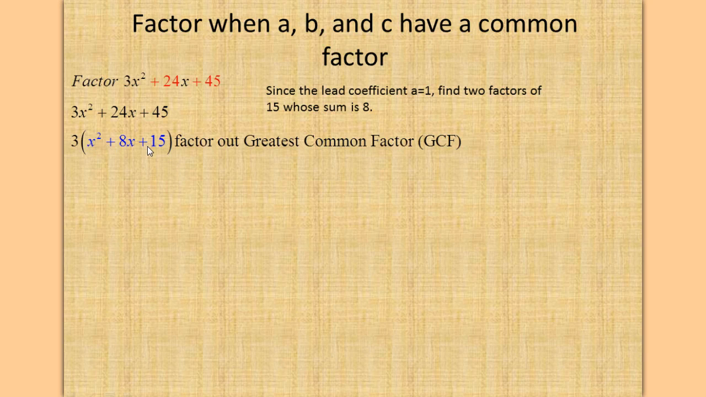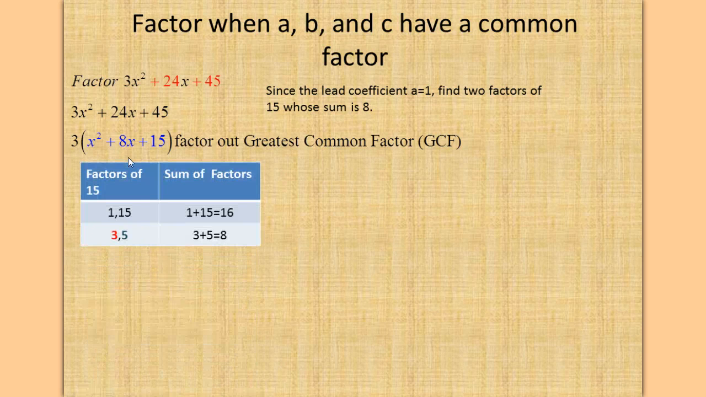Since we're dealing with a equals 1, we find two factors of 15 whose sum is 8. Okay. And then we do factors of 15, 1 times 15 is 3 times 5. If we add 3 plus 5, we get 8. See, we're dealing with this equation here, not this one where the a is equal to 3. We factored out the 3. So now we're dealing with the second equation here, x squared plus 8x plus 15. So we multiply 3 times 5, that's 15, and we add 3 plus 5, we get 8.